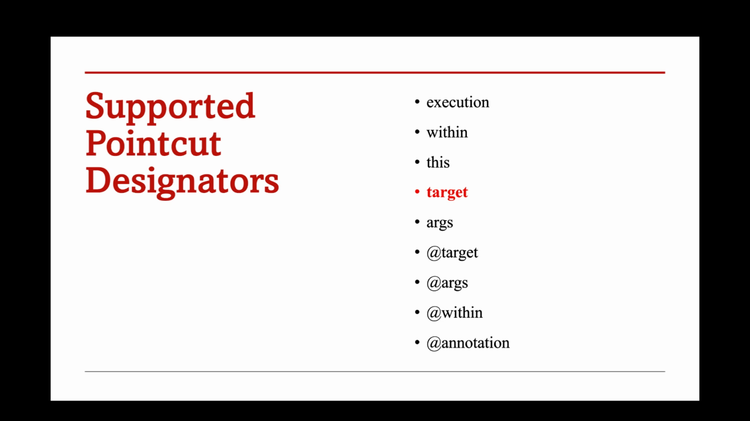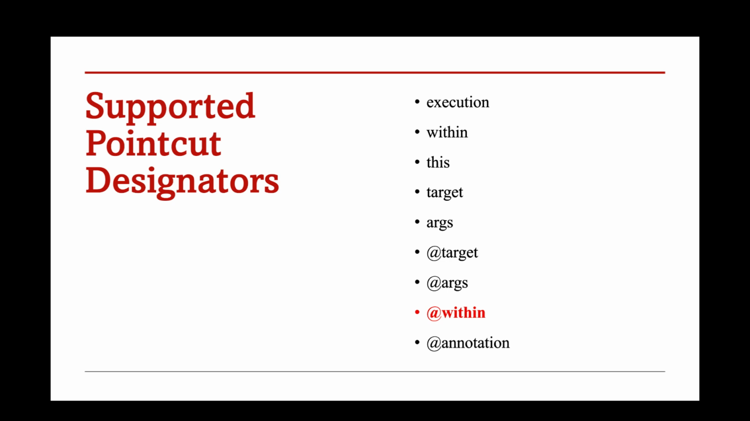Next is target. The target pointcut designator matches when the target object implements a given type. Next is args. The args pointcut designator matches based on the method arguments. Next is at target. The at target pointcut designator matches when the target object's class has a specific annotation. Next is at args. The at args pointcut designator matches when the runtime arguments passed to the method have a specific annotation.